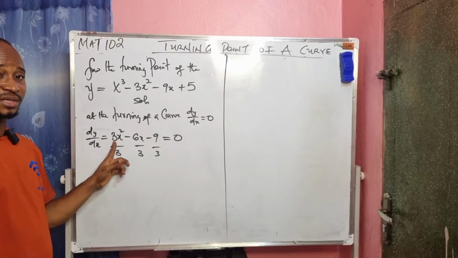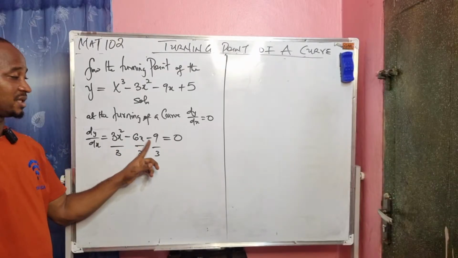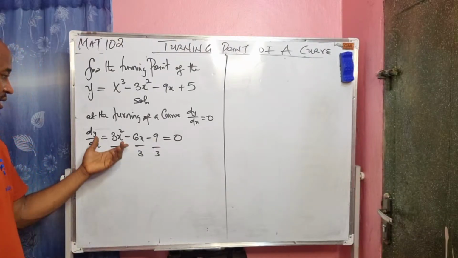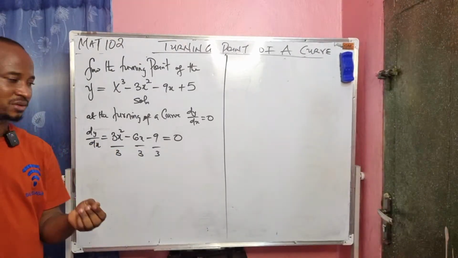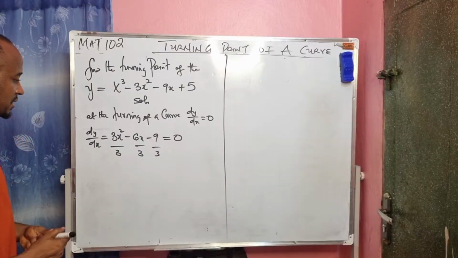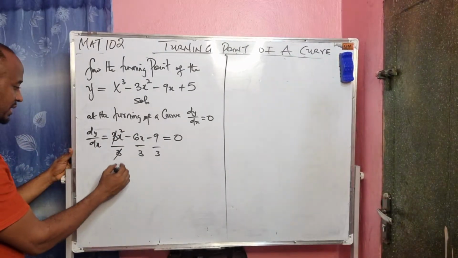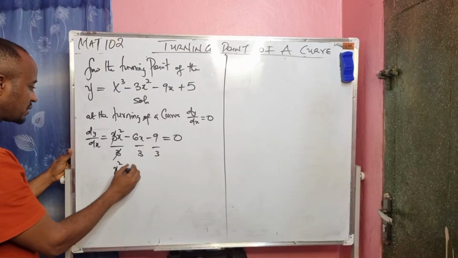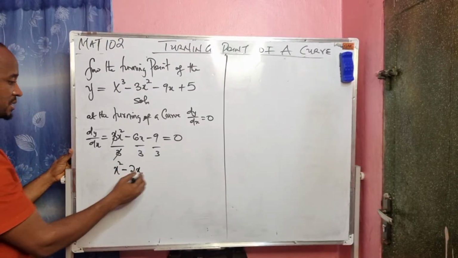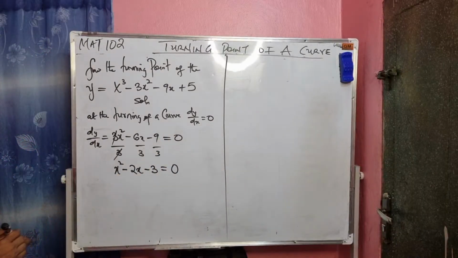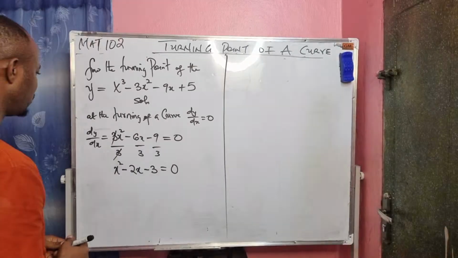I can generate 3 from each term, so that is a common factor of 3. So I can reduce this function to a simpler function by dividing through by 3. If I do that, this will give us x squared minus 2x minus 3, all equals to 0. Are we there? Okay, so let's move on.